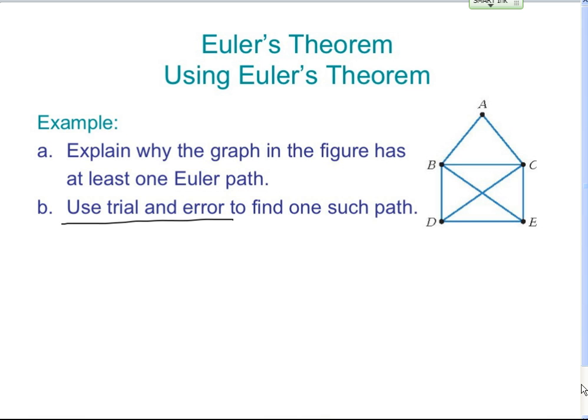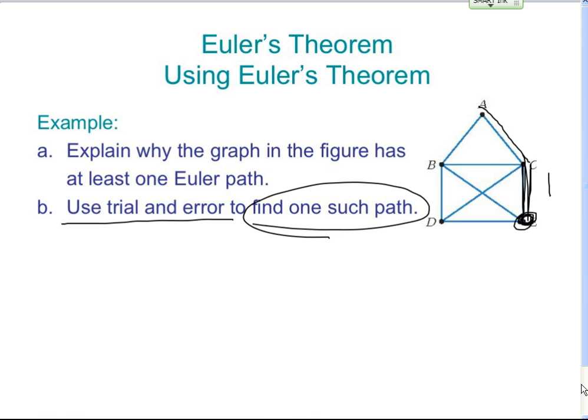Use trial and error to find an Euler path. So let's start at vertex E, and I kind of randomly chose that vertex, although I'll tell you why I chose it in a minute. It wasn't really random. So then I'm going to go to vertex C.